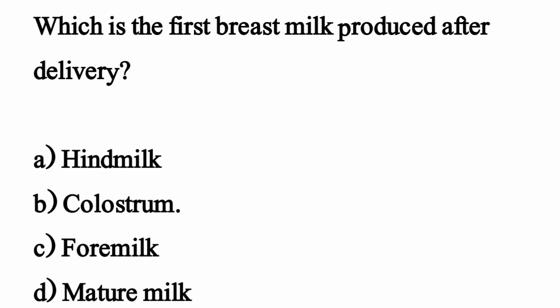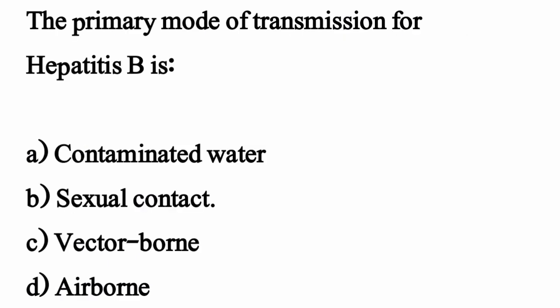Which is the first breast milk produced after delivery? The correct option is option B, colostrum. The primary mode of transmission for hepatitis B is. The correct option is option B, sexual contact.